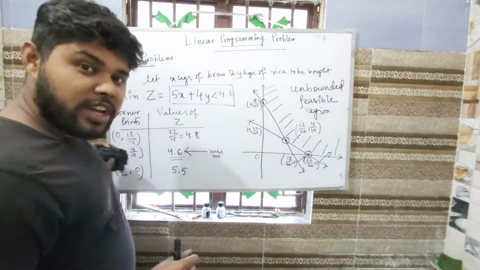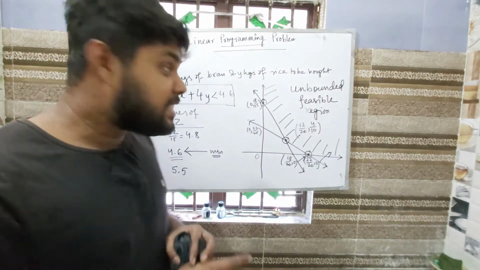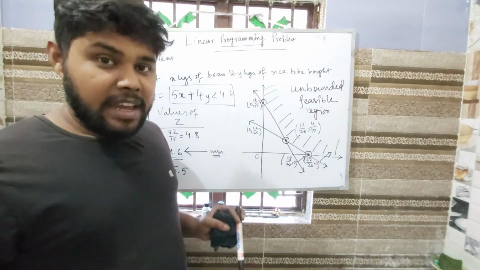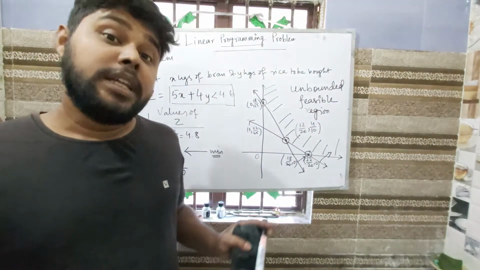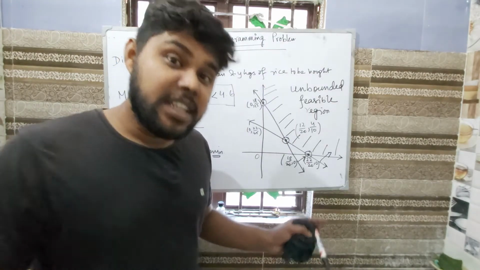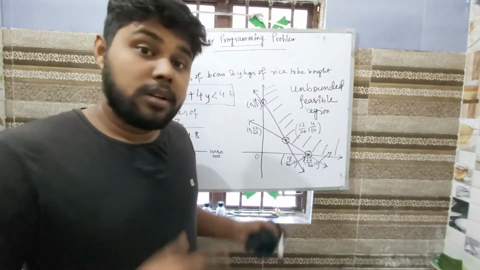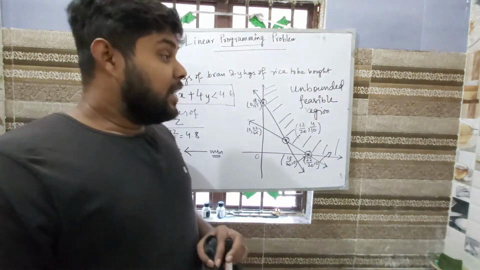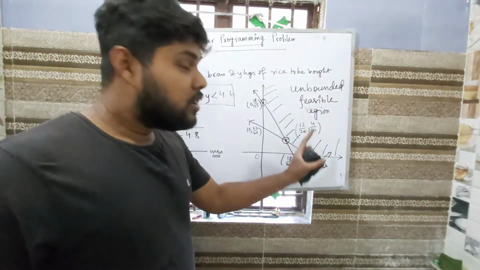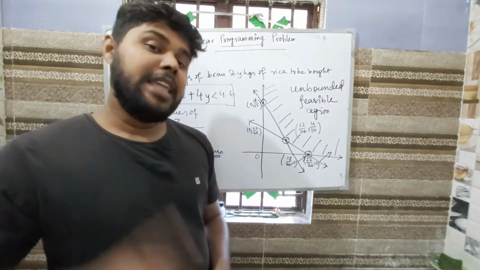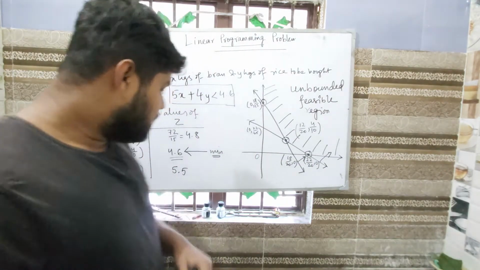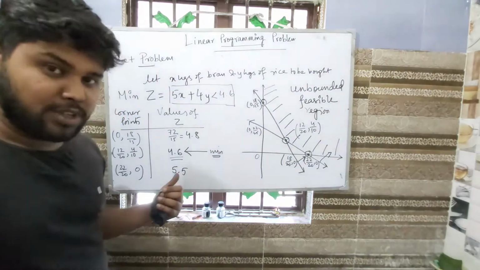That means I am trying to draw the region which is less than the value 4.6. If that region coincides with this unbounded region, what does it mean? There are possible solutions which are less than 4.6. So that means I am not getting the minimum value. If it does not coincide or intersect with this unbounded region, then I can say that this 4.6 is the minimum solution.